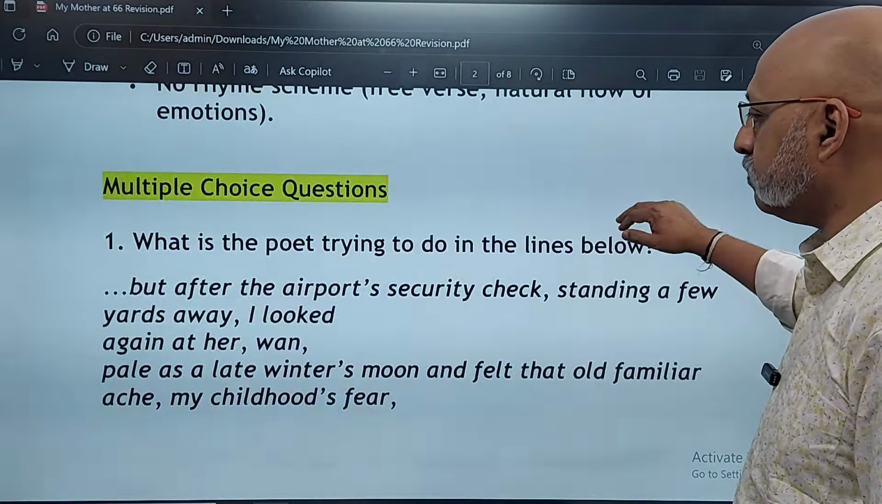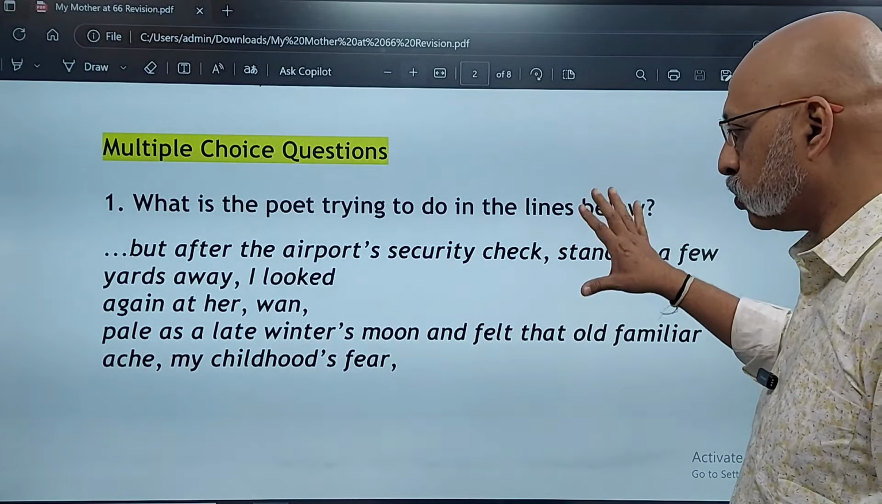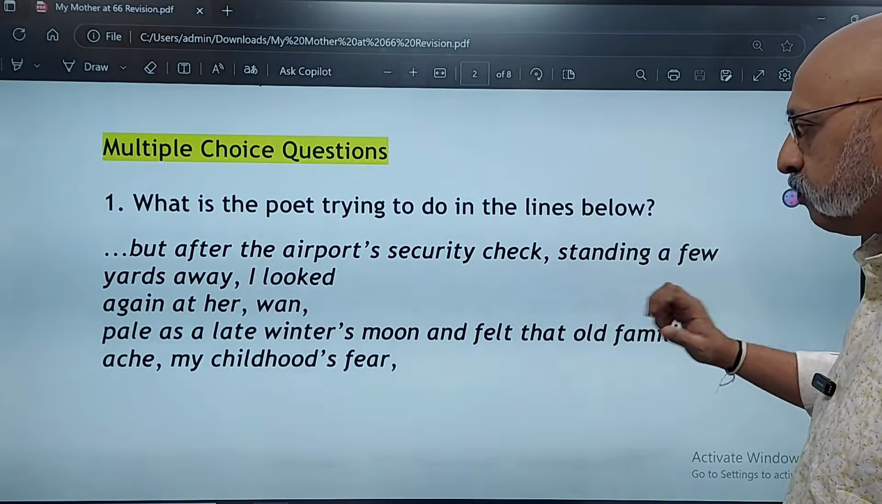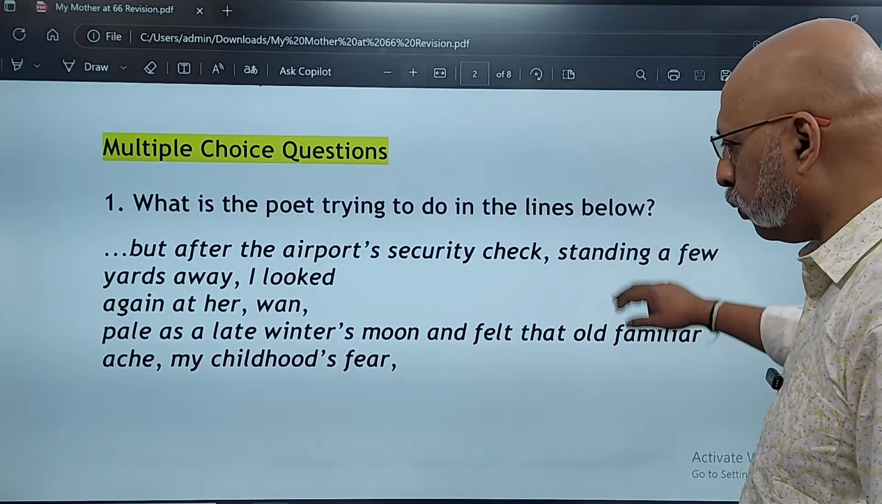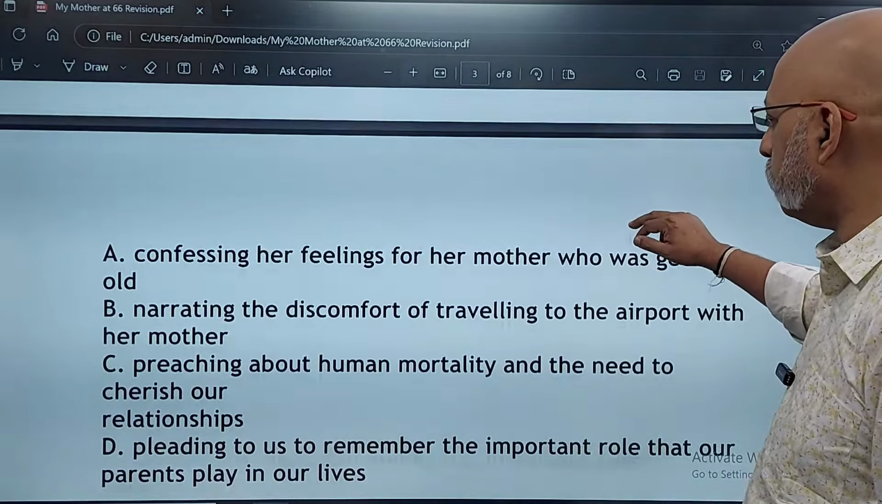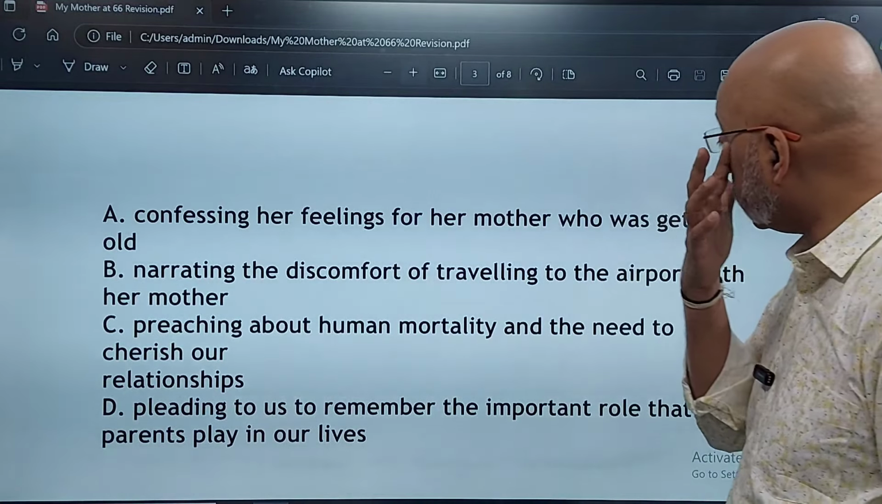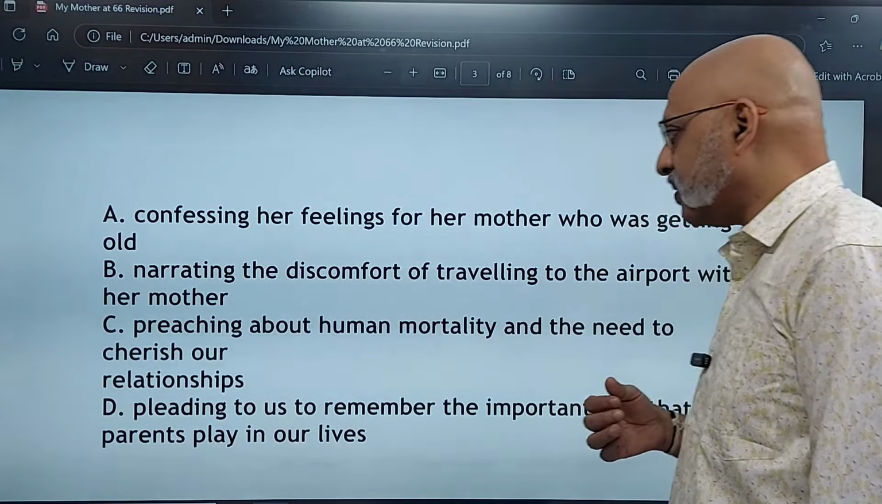Okay, let's look at some MCQs. What is the poet trying to do in the lines below? So this is from the poem, the short poem. Let's look at the questions. Confessing her feelings for her mother who was getting old, narrating the discomfort. Keep your book open so that it's easy for you to look at the lines again.